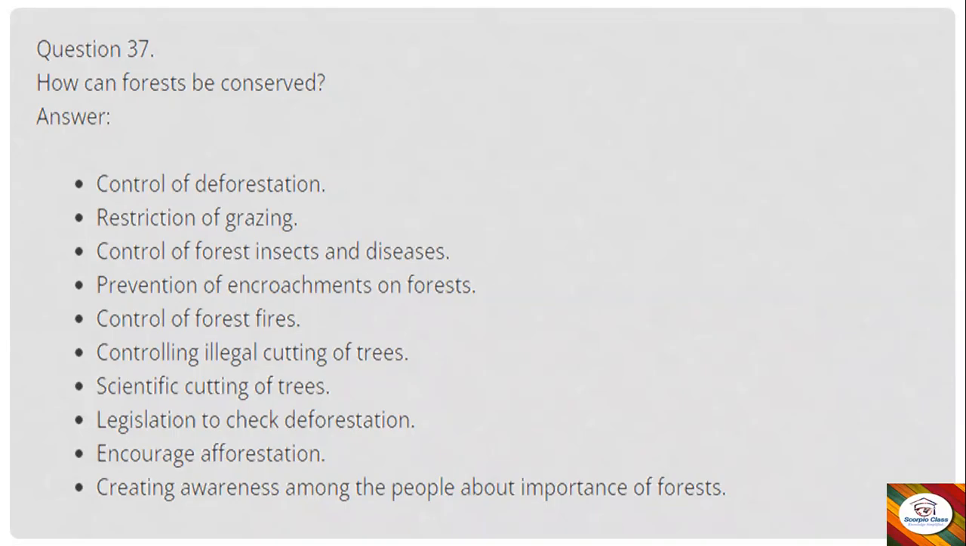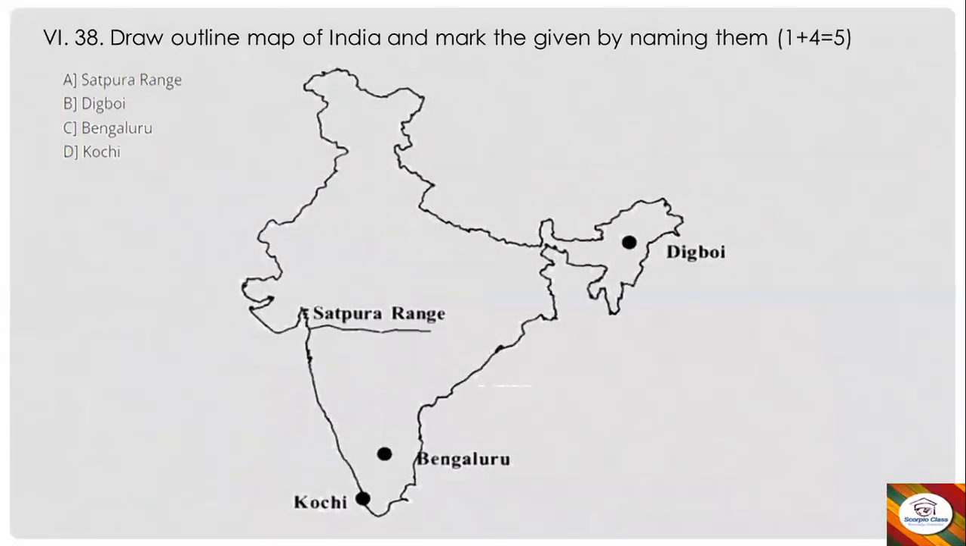Now, next question 38, that is the last question in your examination paper. Sixth main, you have to draw an outline map of India and mark the given places by naming them. So you have four places to mark: Satpura Range, Digboy, Bengaluru, and Kochi. So you have to point out the places and mark them. The answers are given here in the outline map of India. You could see it. And you have 4 marks, 1 mark for each place, plus 1 for drawing an outline map, which equals 5 marks for your map.